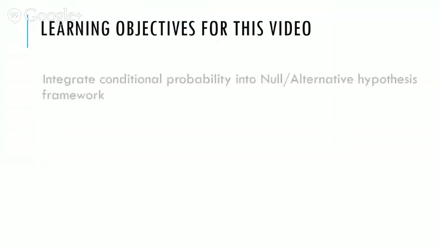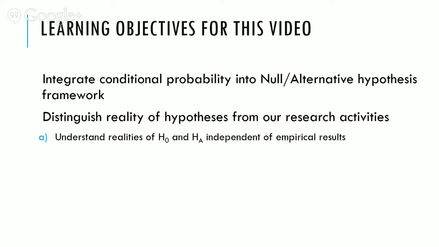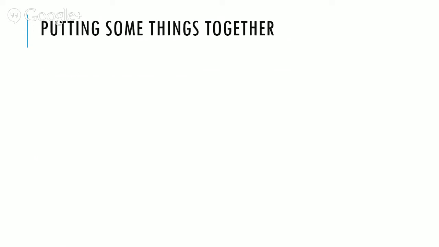The learning objectives for this video are to integrate the information that we've had so far about conditional probability and the null and alternative hypothesis together. So put those things together and understand how conditional probability works with the null and alternative hypothesis. And this requires us to separate the concepts of the reality of the hypotheses, which one's real, from what we actually do in our research, including both separating it from our empirical results and separating it from the decision we make following our examination of our empirical results, because both of those things have to happen.